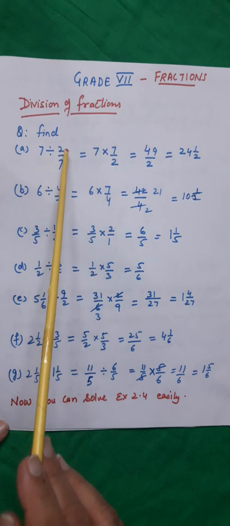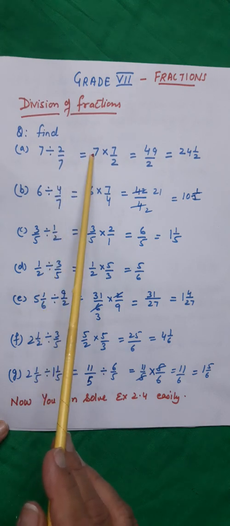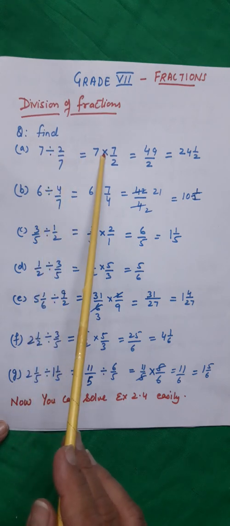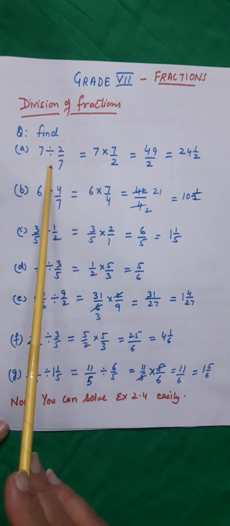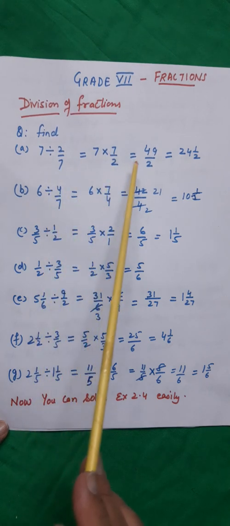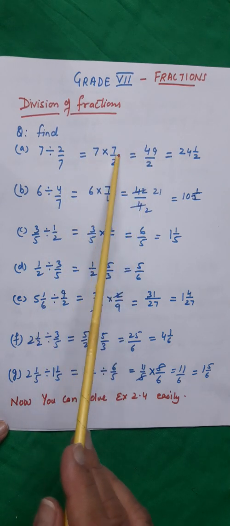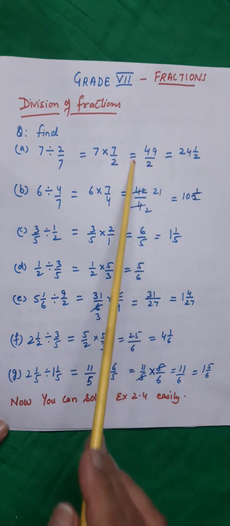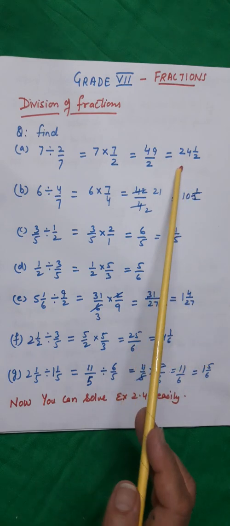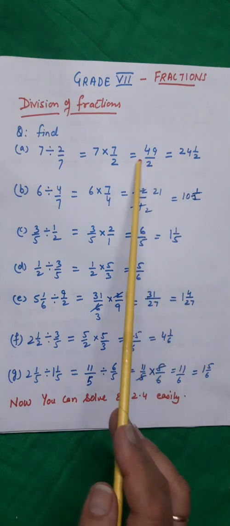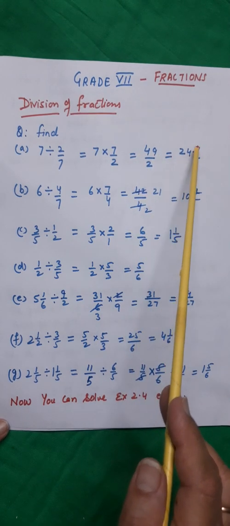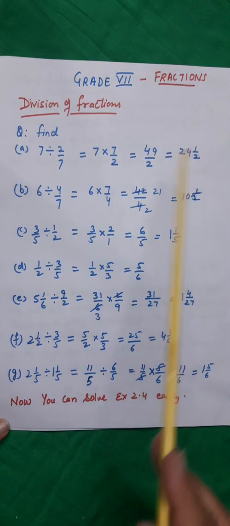7 divided by 2 upon 7 will be equal to 7 into 7 upon 2. We have changed the division sign into a multiplication sign and we have taken the reciprocal of 2 upon 7 as 7 upon 2. And this is equal to 49 upon 2. Now this is an improper fraction, so we will convert it into a mixed fraction. That means when 2 divides 49, we get 24, 1 is the remainder, and upon 2.